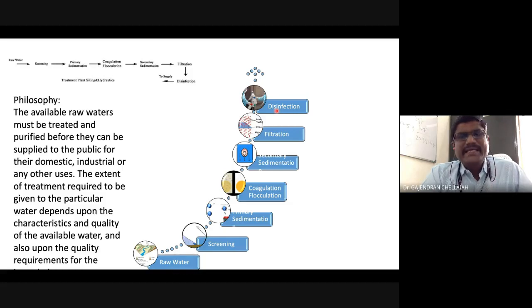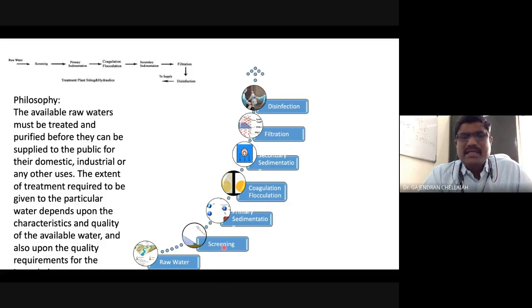So to take care, what we are doing is the disinfection, because all this treatment system will take care of all the elements, but still during the transportation, we should ensure that we are giving pure water. For that, we will go for the disinfection. So these all are the different stages of water treatment.